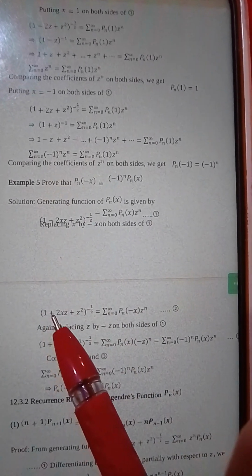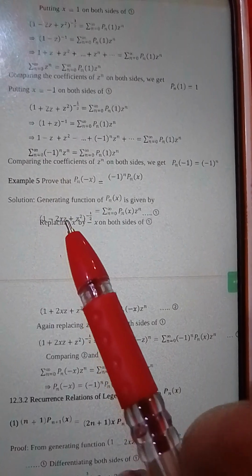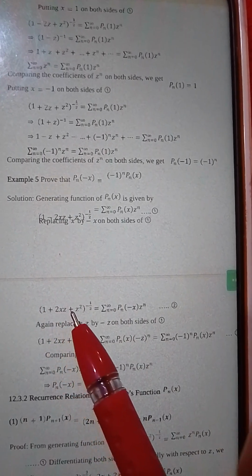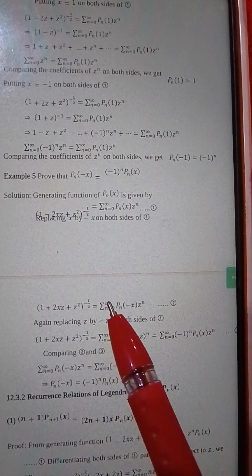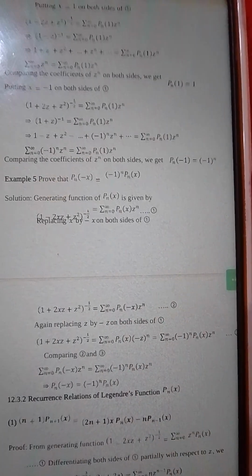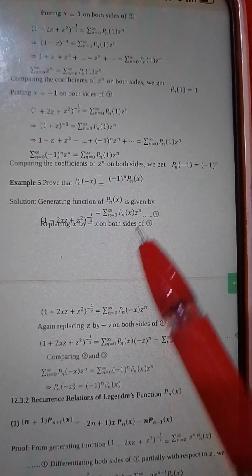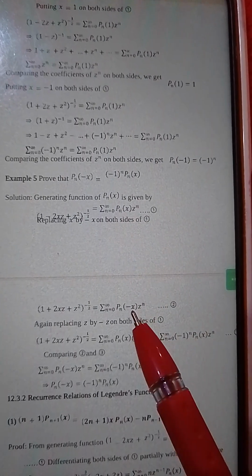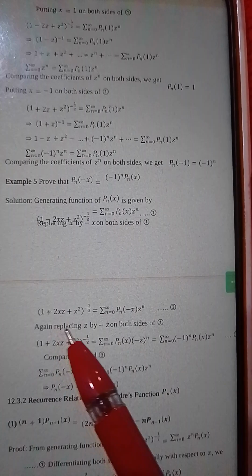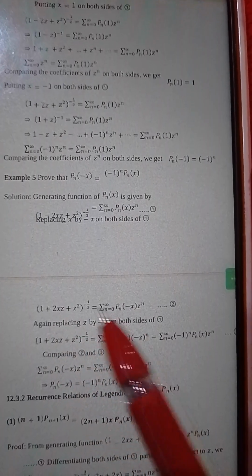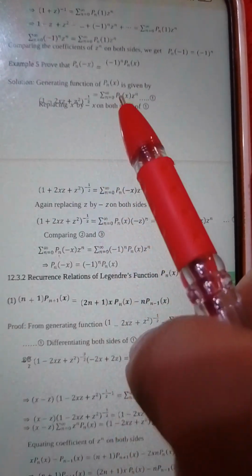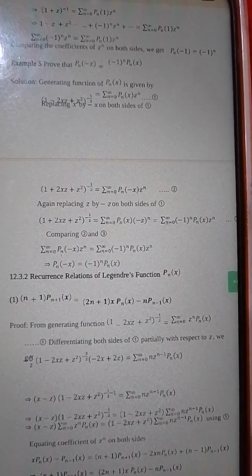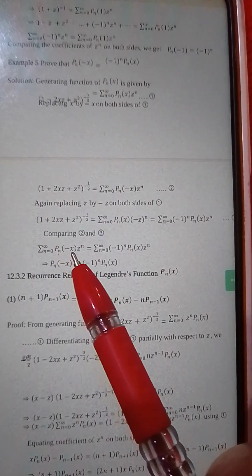What will we get? (1 plus 2xz plus z square) to the power minus 1 upon 2 equals summation n equals 0 to infinity P_n of minus x, z^n, where in place of x we are writing minus x and z is replaced by minus z. This is our second equation. And in the main equation, in the first, we are replacing z equals minus z. So in place of z we will write minus z.